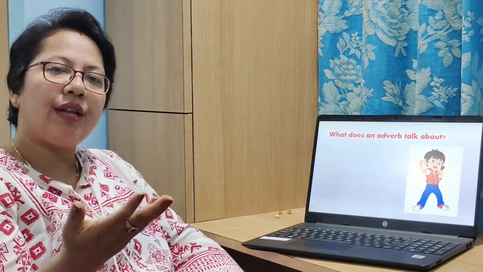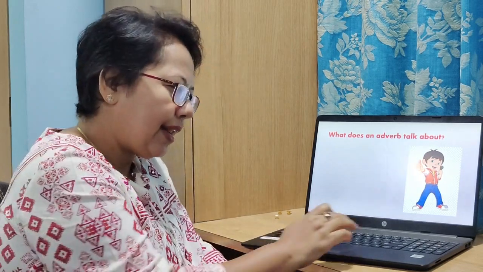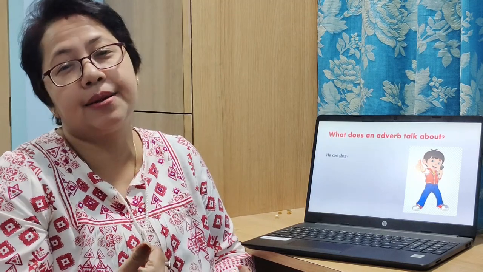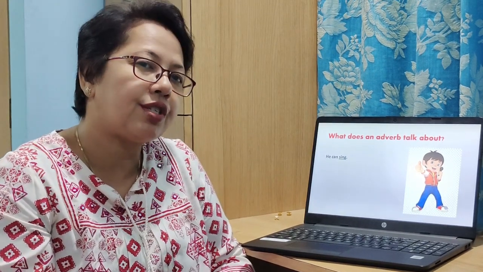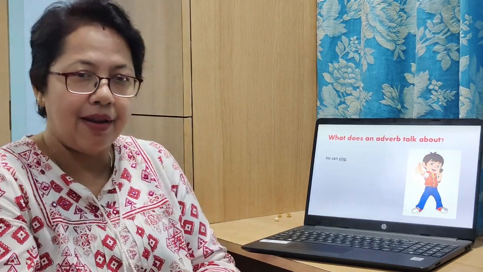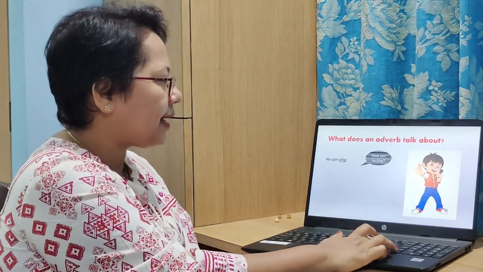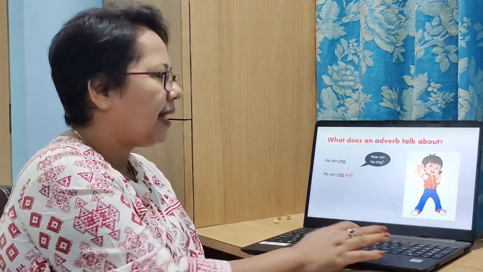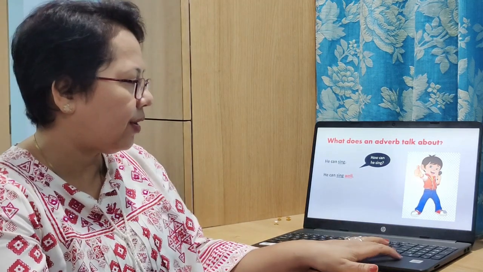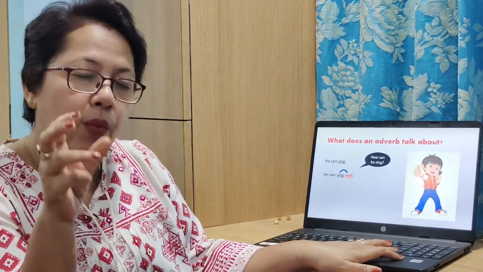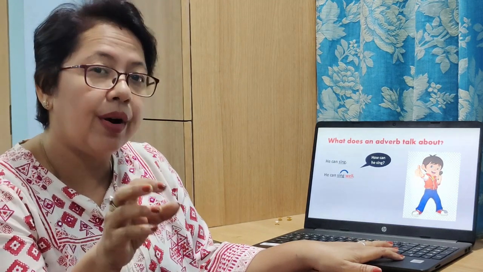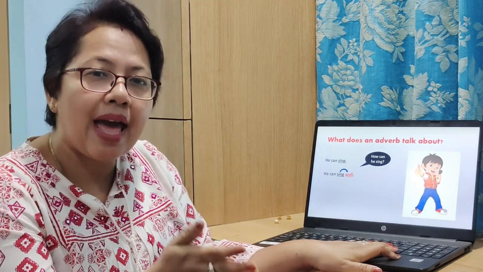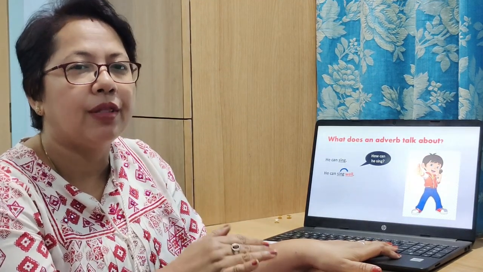Now, what actually does an adverb talk about? Like in this sentence, he can sing. One full sentence, he is a pronoun, can sing. So which is the verb there? Can sing, but the main verb is sing. Now in this sentence, if I ask, how can he sing? The answer I get, he can sing well. The word well is telling us more about sing, and sing is a verb. So an adverb tells us more about the verb.